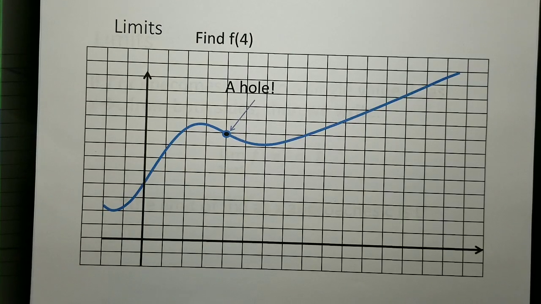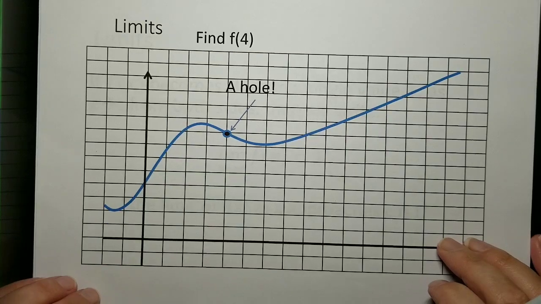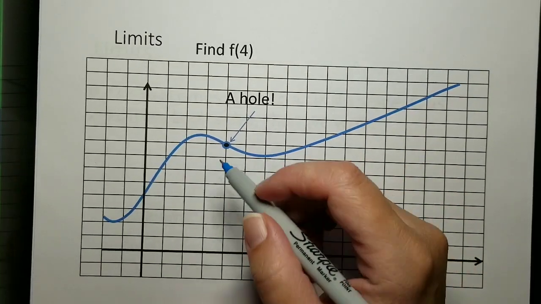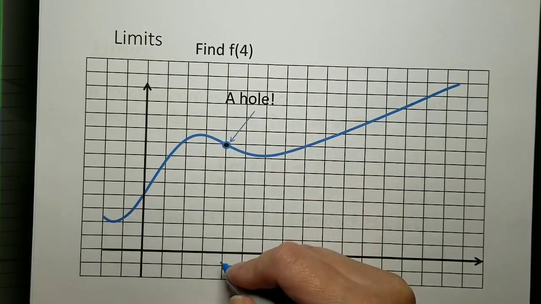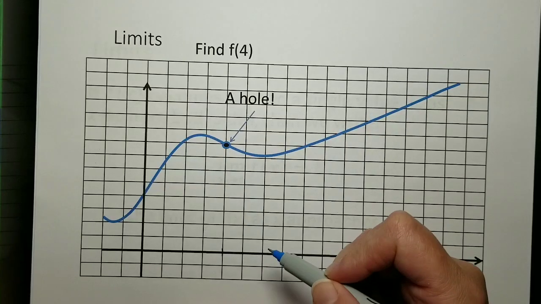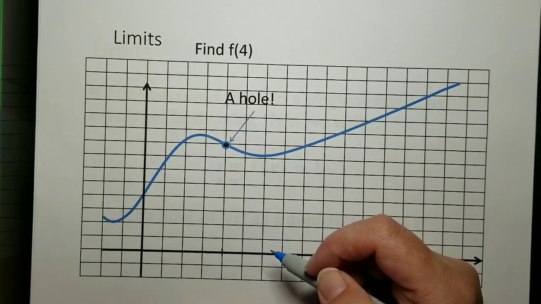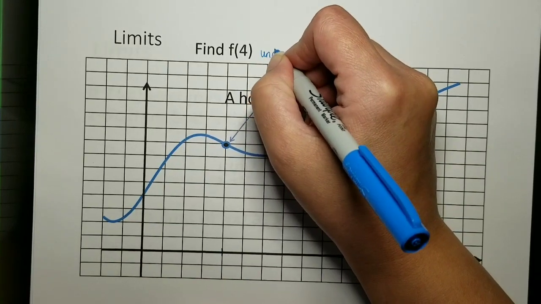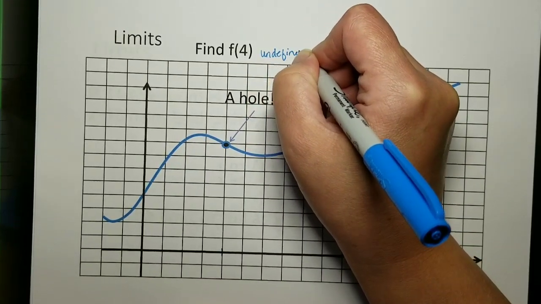So here's a function we could use to talk about this. It looks vaguely polynomial, where we have a hole at x equals 4. Can you find the value of f at 4? We can't because of that hole there. It's undefined.